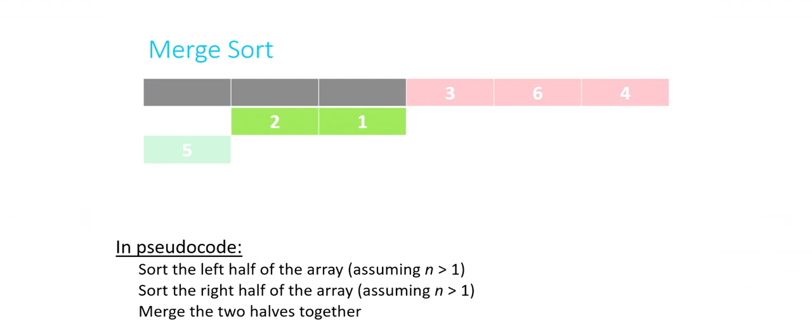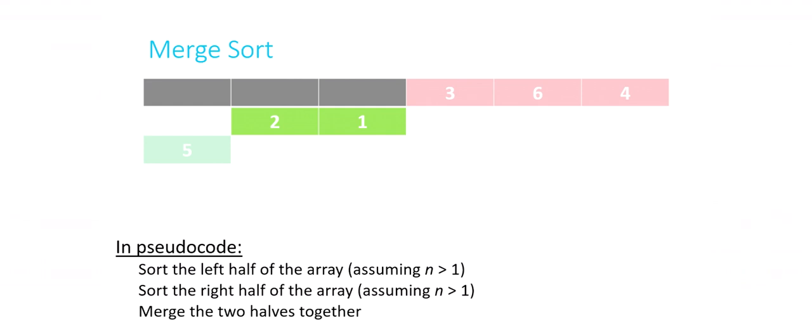So here what I have to do is consider these two light green halves, and I have to decide which one has the lower element. In this case, it's 1. So I take the 1 and I put it in the first position of some new hypothetical array. Then I compare the 2 against nothing, and I ask which one is lower. Well, 2 or nothing, what's lower is 2.